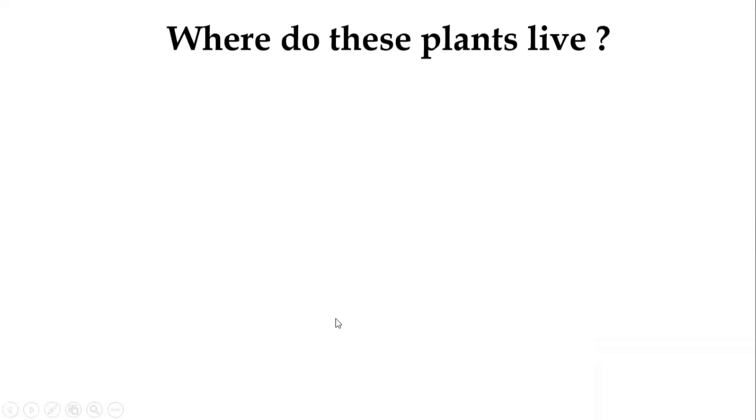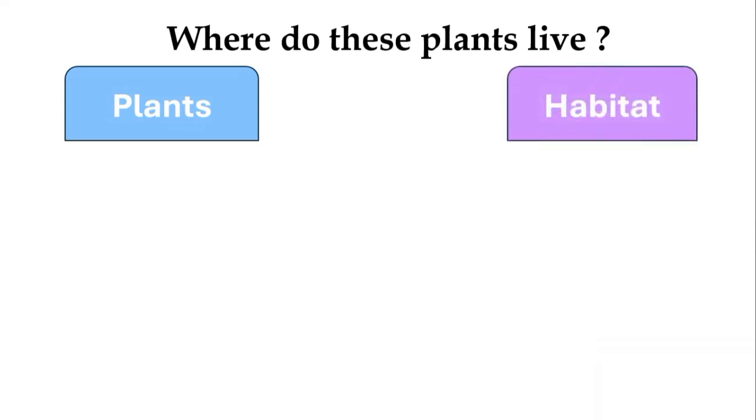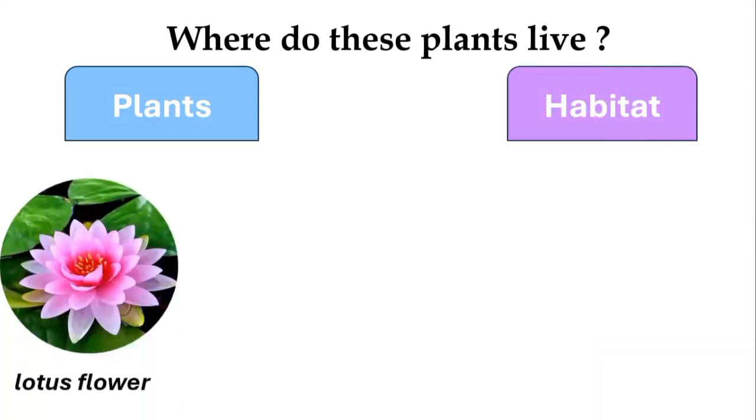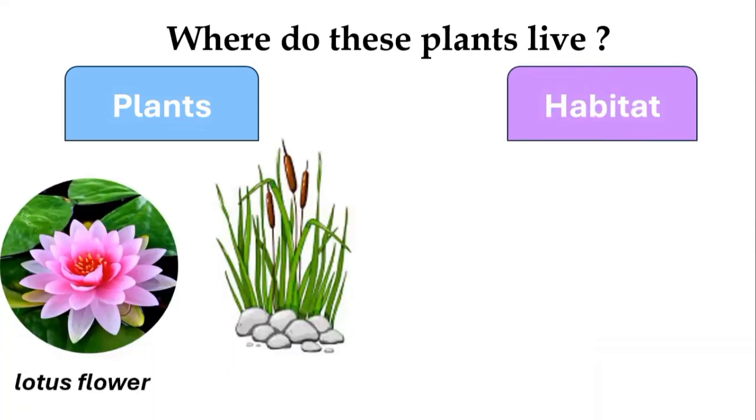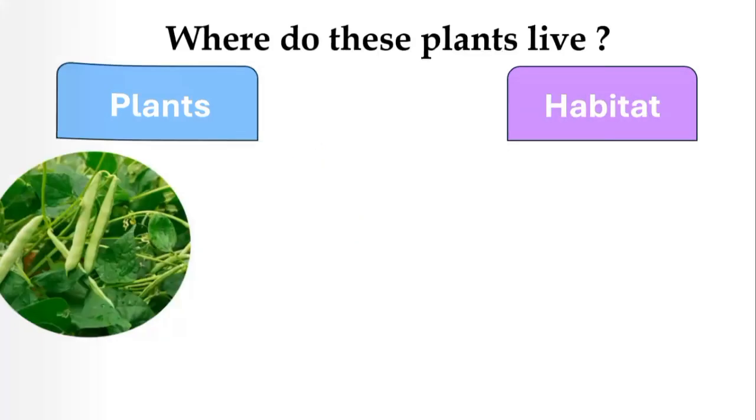Okay. Where do these plants live? We will talk about the plants and their habitat. The first one we have here, lotus flower and reed. We will find them in rivers and lakes. So lotus flower and reed need more water to grow. We will find them in river or lake habitats.